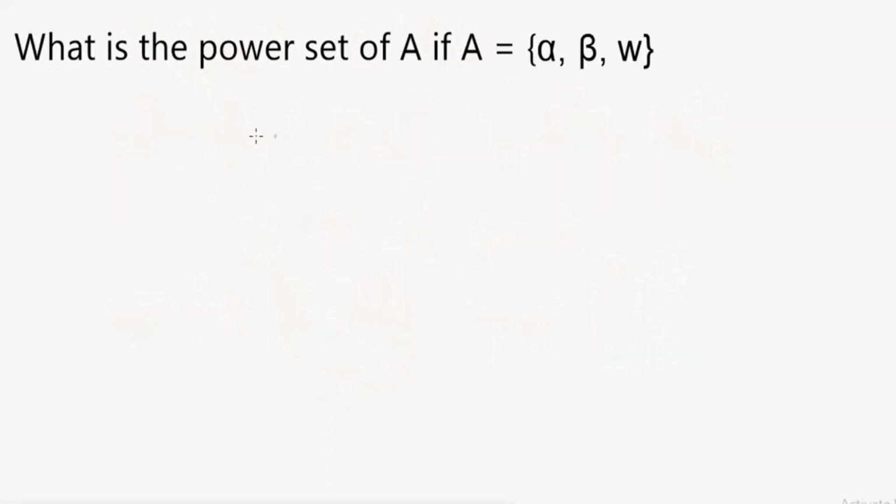So how do you deal with problems involving power sets? In this question we are asked, what is the power set of set A, if set A equals these elements in the bracket? To solve power set, all you need is to apply the formula for power set, which is 2 to the power of n, where n is the number of elements in a given set. In this set A, the elements in the bracket are alpha, beta, and w, so we have 3 elements. This shows us that the power set, which we represent with P, will be 2 to the power 3. So 2 to the power 3 is something.